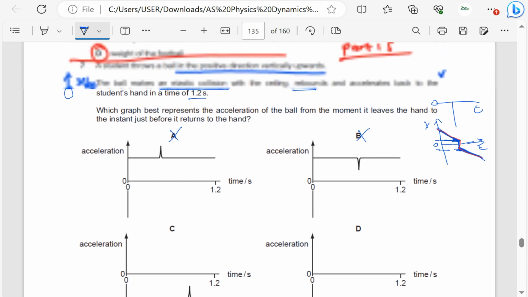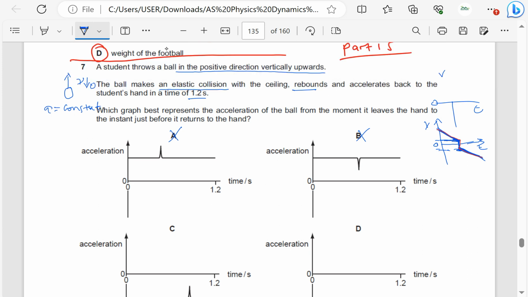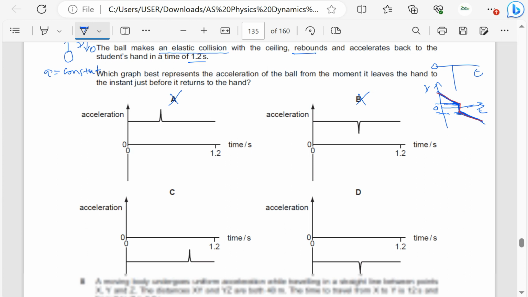If air resistance is negligible, the acceleration is going to be constant. Apart from the point of rebounding, where there is a rapid change in velocity and direction. That is the only point where the acceleration will change, but elsewhere it will be constant. That's why you see most of the parts of the graphs are constant.